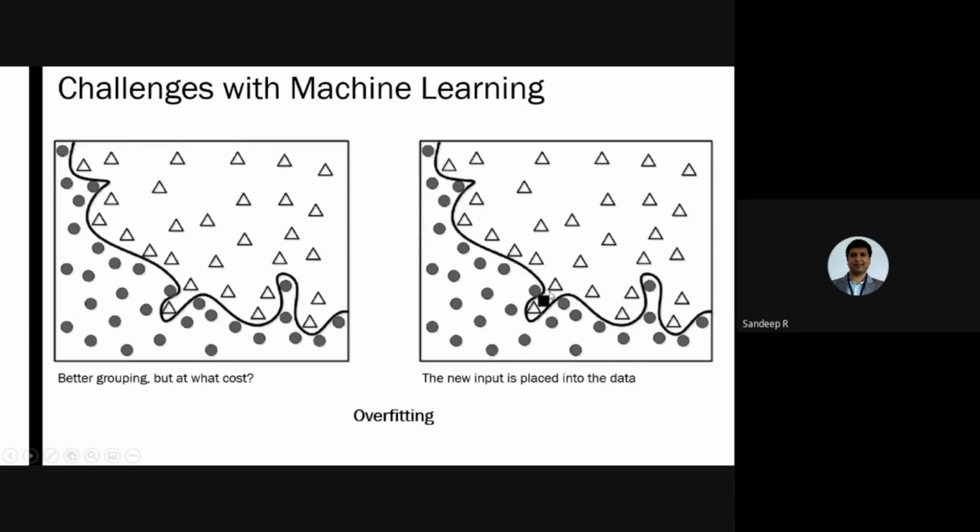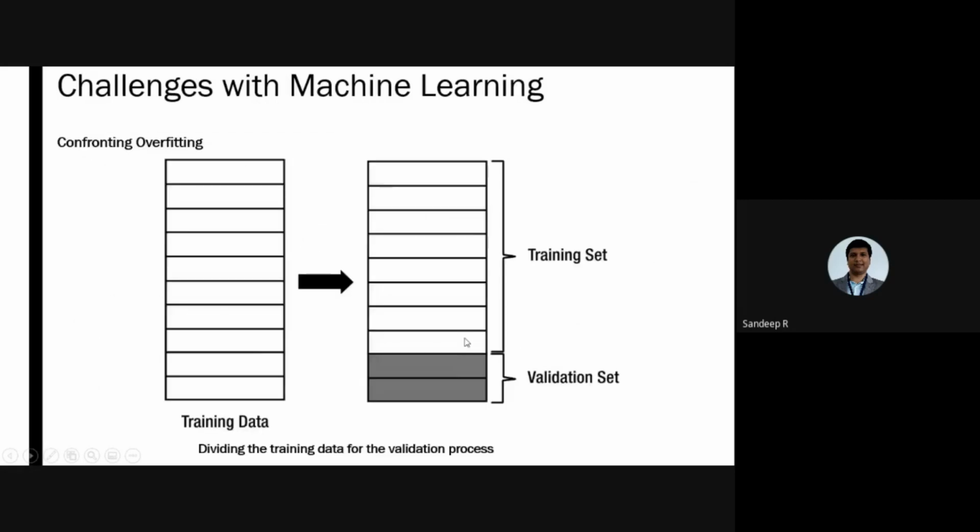But with that data, as I told earlier, we try to do better grouping or better classification. But at the end, if new data comes, then we don't know whether it belongs to that particular class or the other class. So we're trying to do overfitting, and overfitting has to be avoided using methods called validation or cross validation.